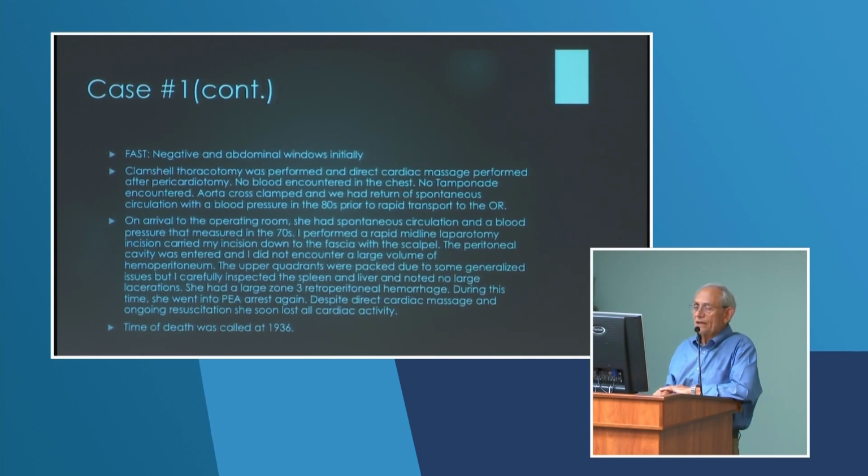They did a midline laparotomy, went down into the peritoneal cavity, didn't find any volume of blood there, and packed the upper quadrant because of some general oozing, and then had a large zone 3 retroperitoneal hemorrhage. She went into PEA arrest this time despite carotid massage and ongoing resuscitation, lost all cardiac activity, and was pronounced.